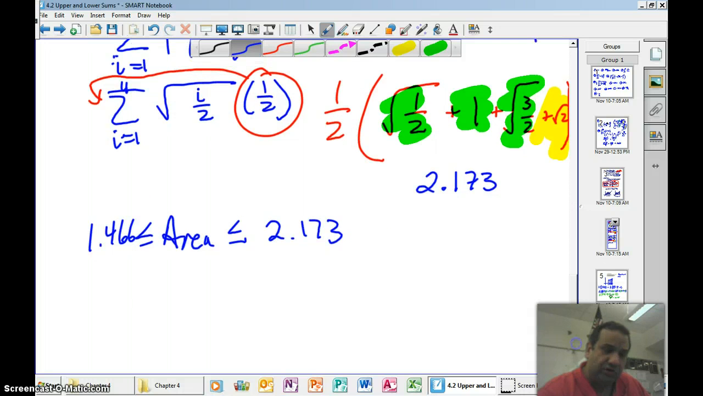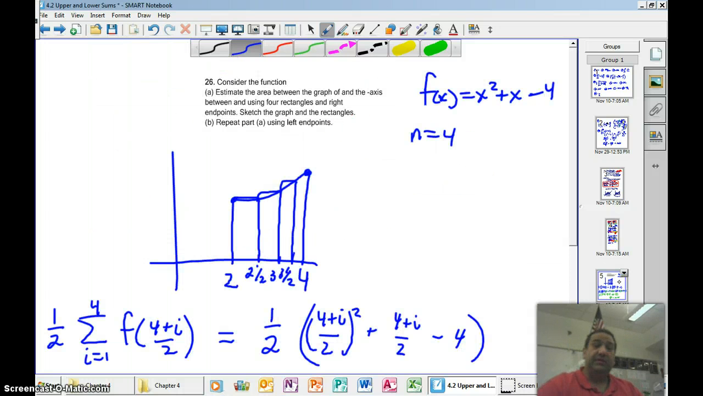But I have one more question for you to try. This is a problem I caught somewhere, and it says, consider the function and estimate the area between the graph and the x-axis. Notice, this one doesn't start at 0. That's why I wanted to show you this. This, I think, is 26 in the book. This one starts at 2.